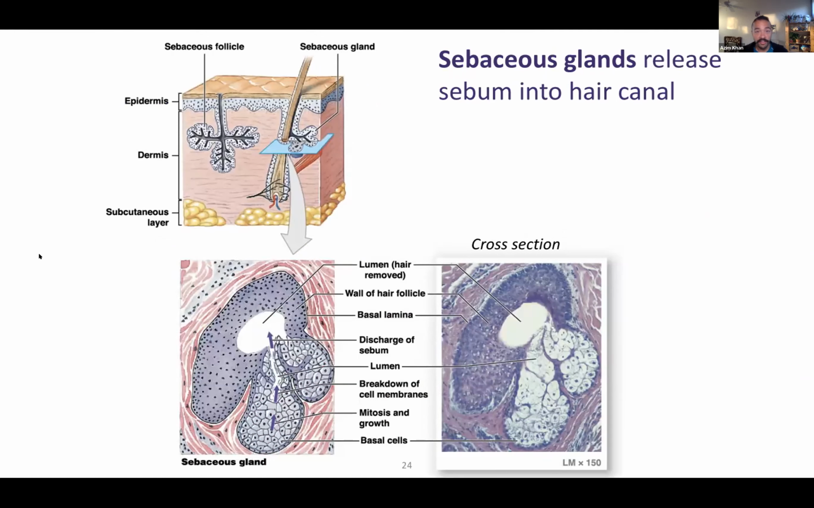Here is another view. I showed you a longitudinal section. Here is in cross section. Here is the hair and the canal of the hair, or where the hair would be. And then over on this side, you can see the sebaceous glands. They still look the same. Looks like a cluster of grapes, light colored. Those are sebaceous gland cells. They die, release stuff, and then the deeper ones undergo mitosis to produce more.